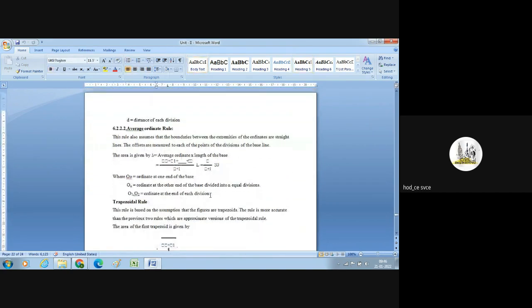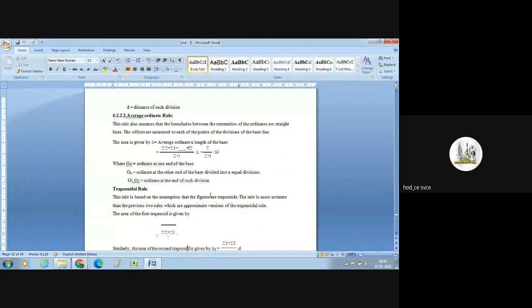Next, coming to the average ordinate rule. Maybe the formula is not clear here, I will tell you. In the average ordinate rule, what they are doing is, for each and every ordinate they have to take an average. First of all, average the successive ordinates. What is the difference between the mid ordinate rule and the average ordinate rule? In the mid ordinate rule only n terms were considered, whereas here we are going to consider n plus 1 terms.